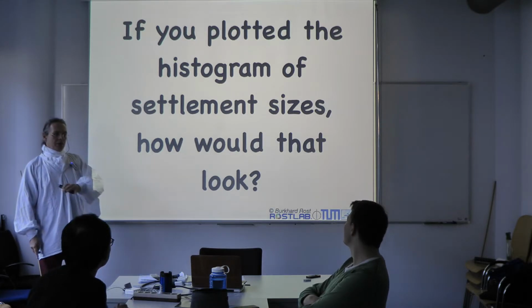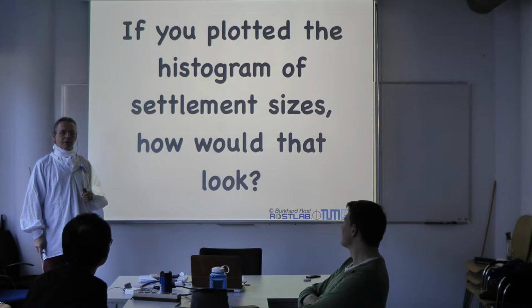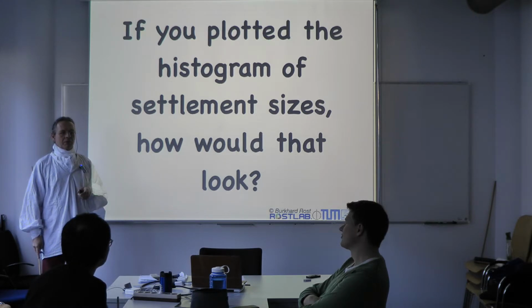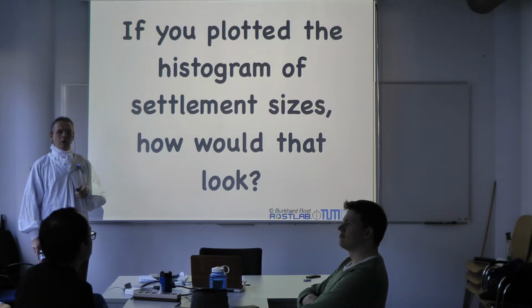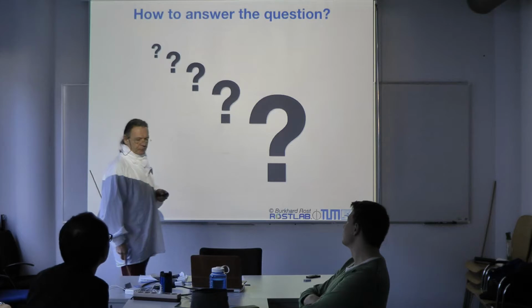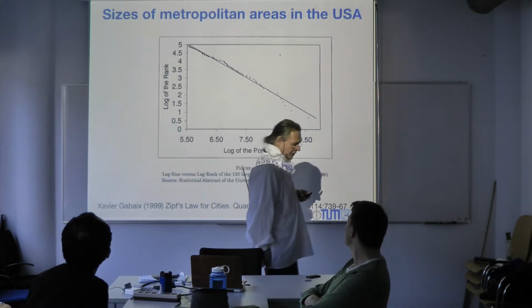But anyway, so if we plot this, how do you believe settlements look? Any idea? Gaussian. They would look like Gaussian. And in fact, the remarkable reality is they don't.